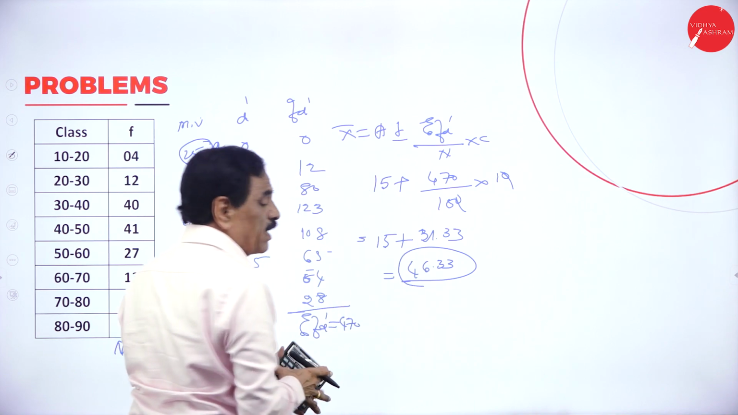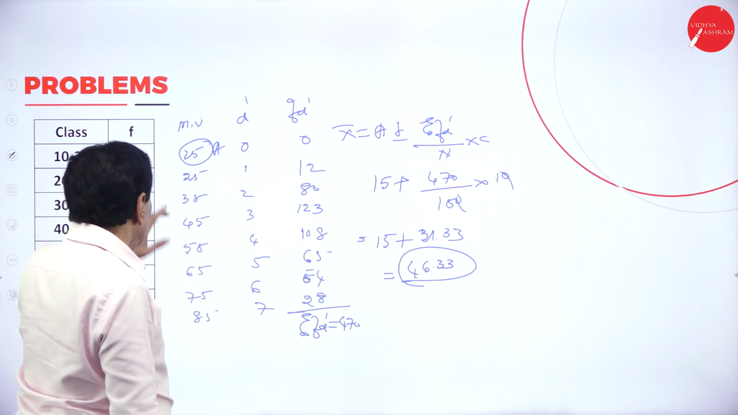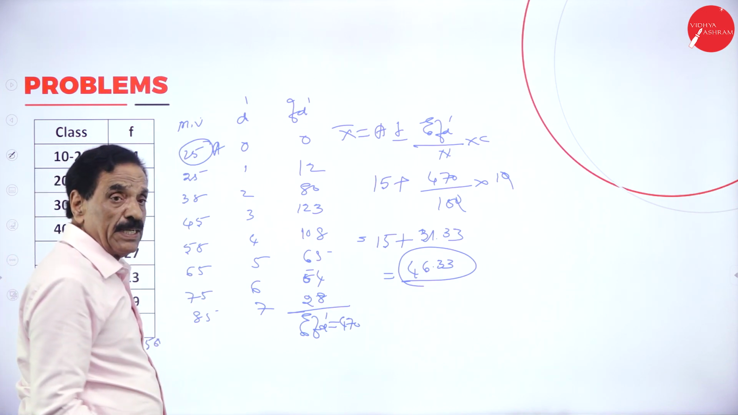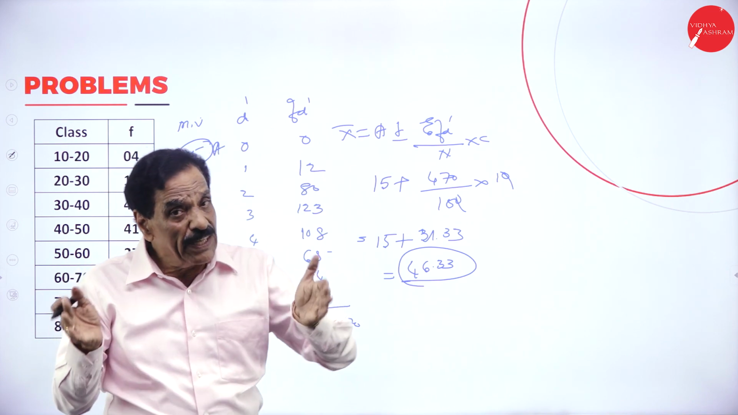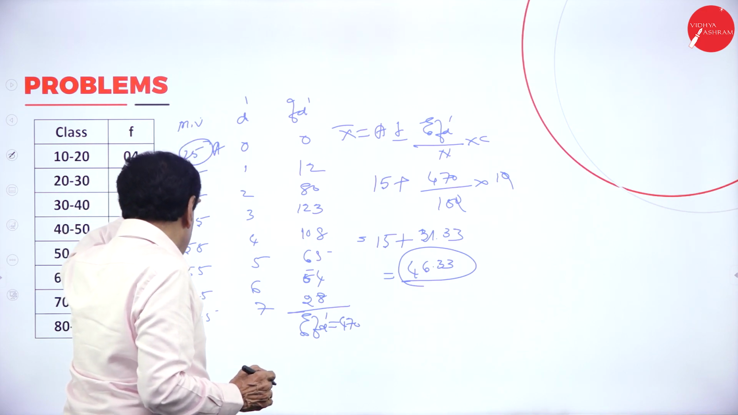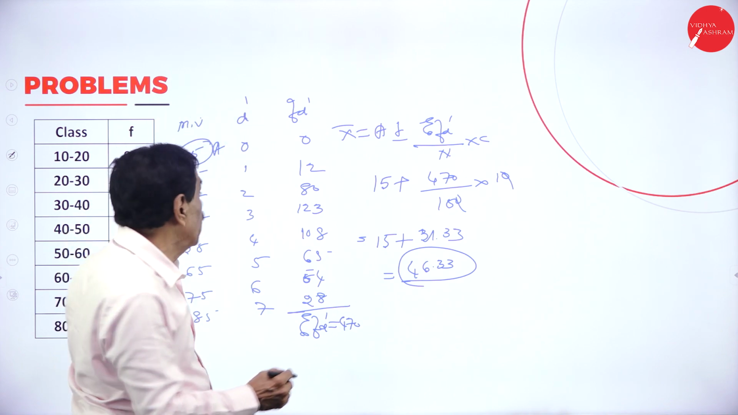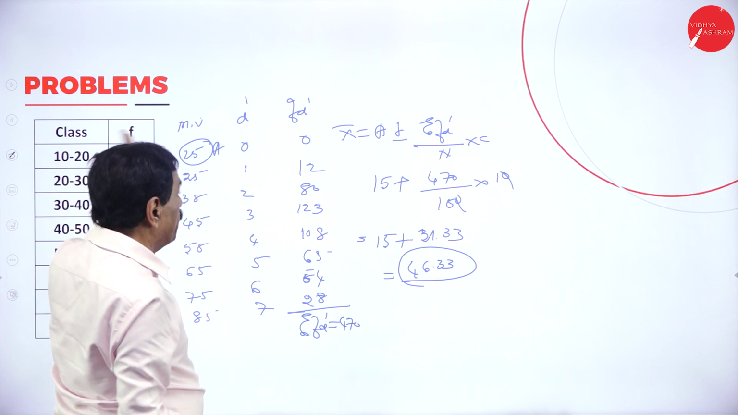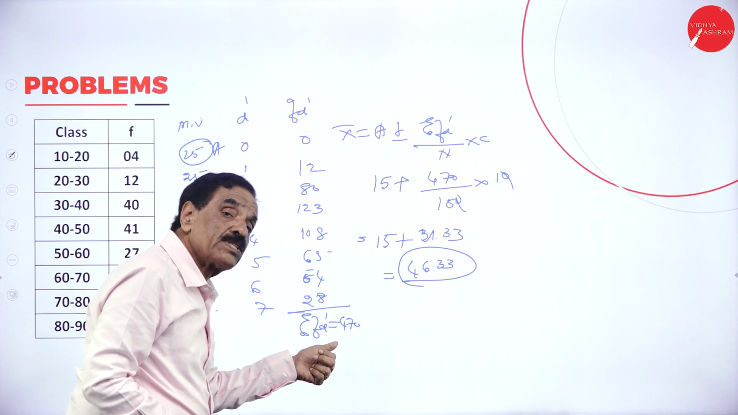This is your mean for a continuous series. So in a continuous series, what are the steps? First, we have to find the mid value. 10 plus 20 is 30, divided by 2 is 15. There is a difference of 10 each: 15, 25, 35, 45, 55. I assume the first number as 0, then 1, 2, 3, 4, 5, 6, 7. Then multiply by frequency. This is f t dash. Add the figures. It is 470.